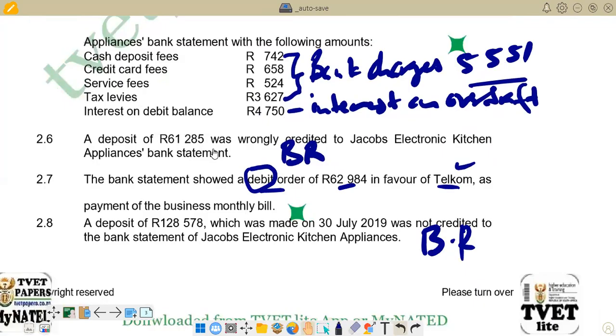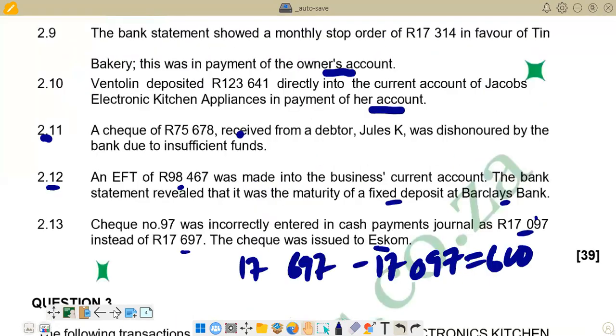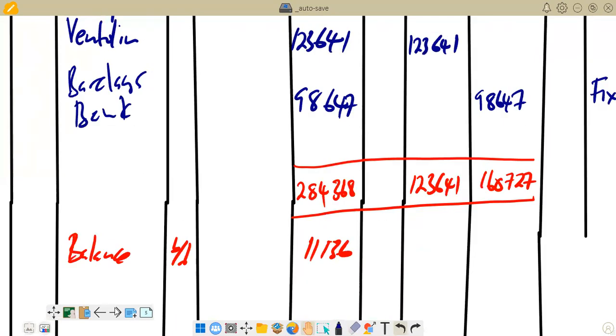A deposit of 61,285 was wrongly credited to Jacob's Electronic Kitchen Appliance bank statement. This was a deposit which was credited on the bank statement, not supposed to be credited. So by removing it, go to the debit side and enter 61,285. So this is what we have. We can go again and correct that one.